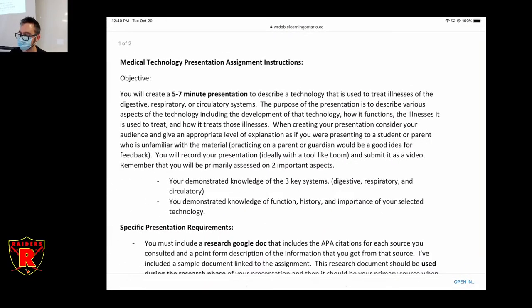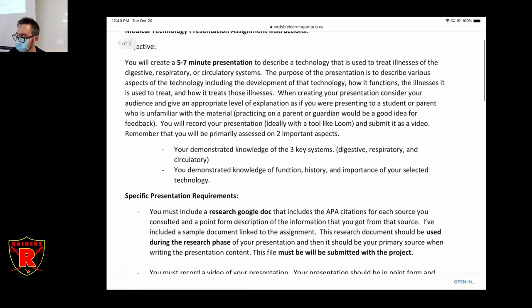So the purpose of the presentation is you're going to describe various aspects of the technology, including how does it function? Tell me about the development of that technology. What illnesses is it used to treat or diagnose, and how does it treat or diagnose those illnesses? So I have some more detail below.